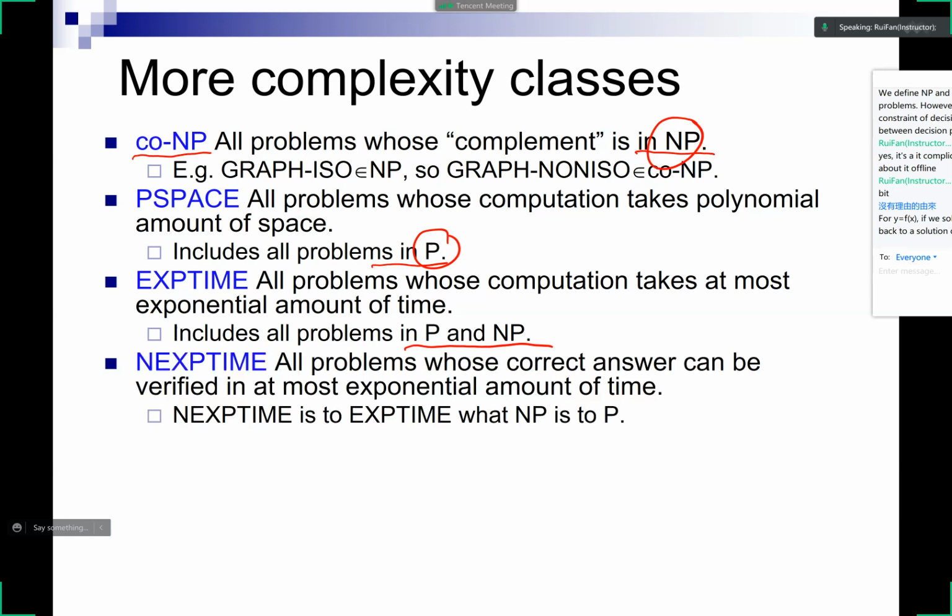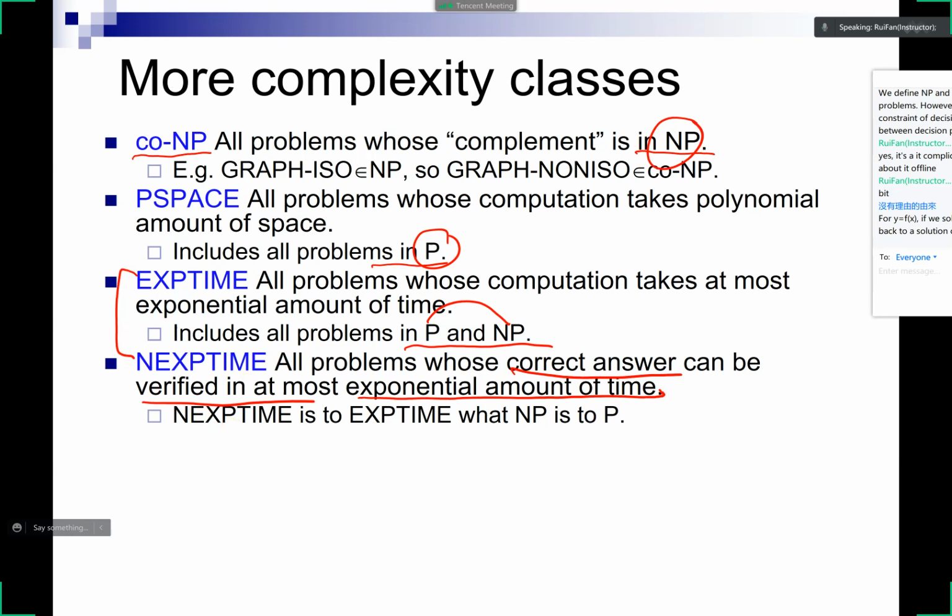Now, EXP time actually has a non-deterministic version, which is called NEXP time. The relationship between these two classes is like the relationship between P and NP. NEXP time is all of the problems where a correct answer can be verified in at most exponential time. So EXP time is where we need to solve the problem in exponential time, and NEXP time is where you need to verify a correct answer in exponential time.